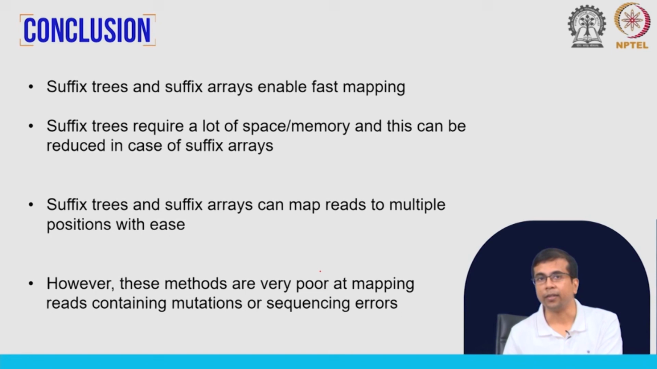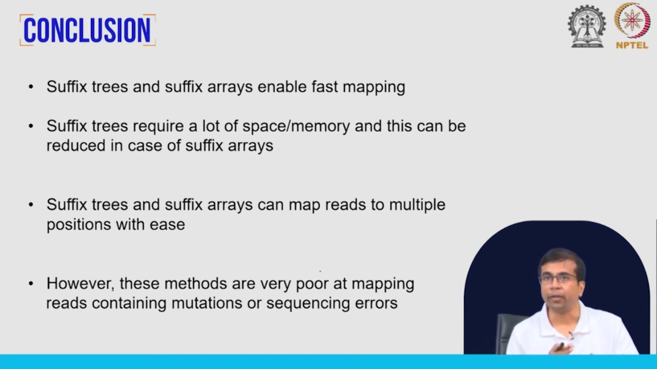But what we have seen is that these methods are very poor at mapping reads that contain mismatches. These mismatches could be generated because of mutations in the sample that you are working with, or because of sequencing errors that happen during the sequencing process. So they cannot really handle these kinds of reads, they cannot map those reads. But of course, we have also talked about some alternatives, where we can come up with certain methods that can allow this kind of mapping.